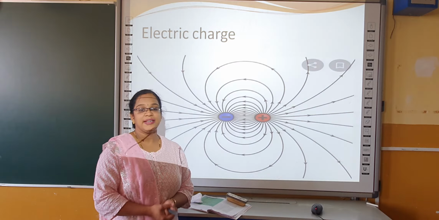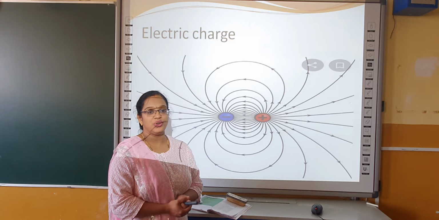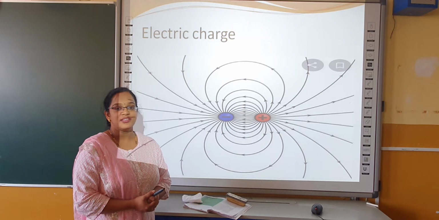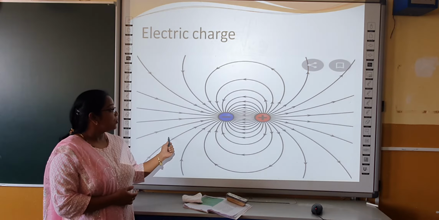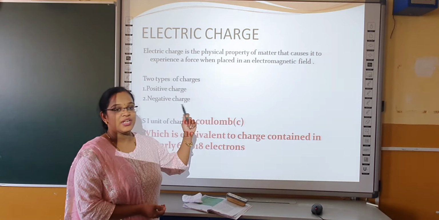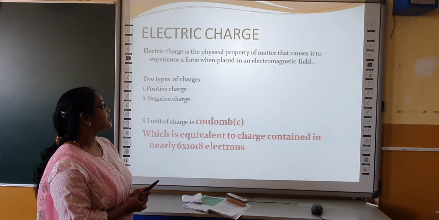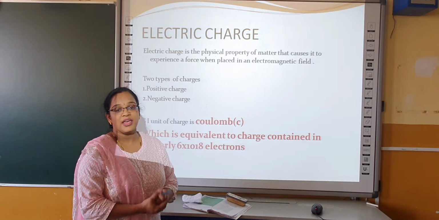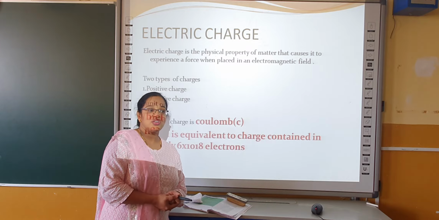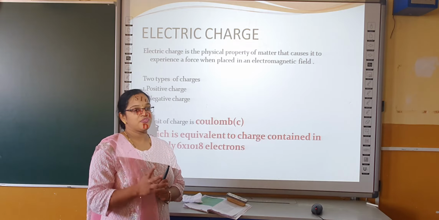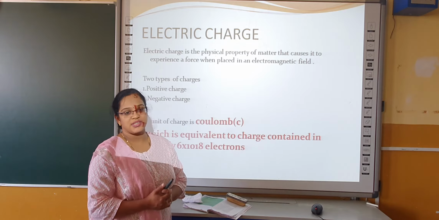Electric current is due to the flow of charges, called electric charges. So what does charge mean? It is the physical property of matter that causes it to experience force when placed in an electromagnetic field. So charges are present in matter. There are two types of charges: positive charge and negative charge.